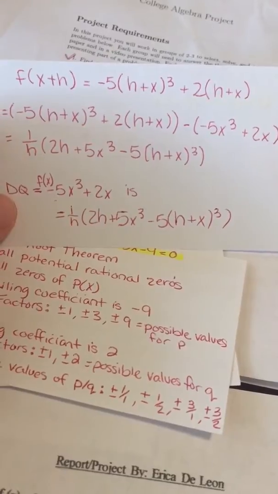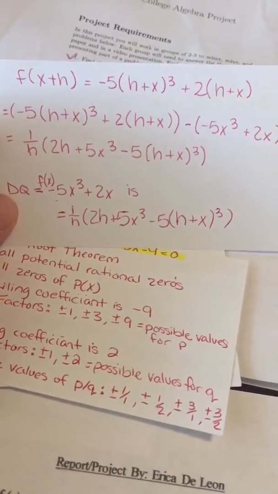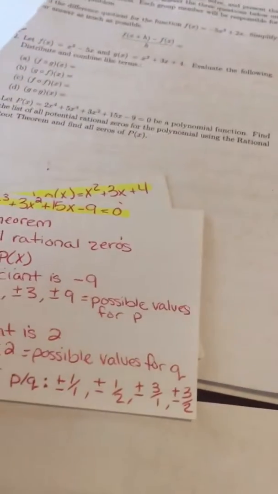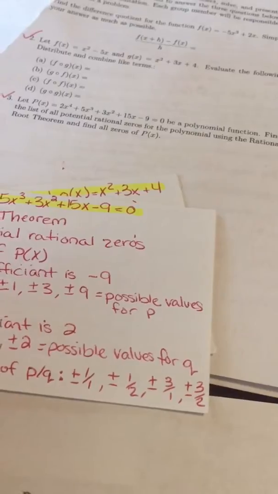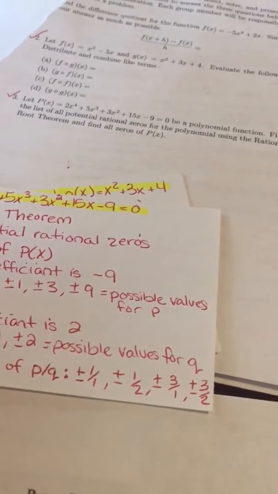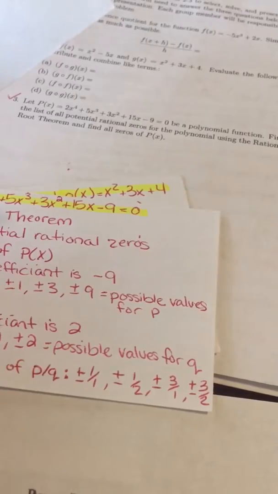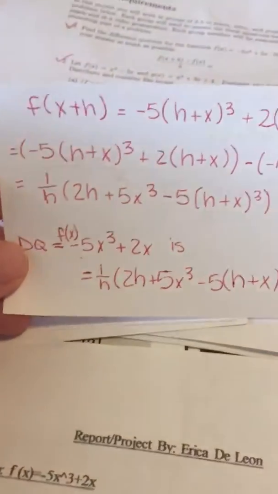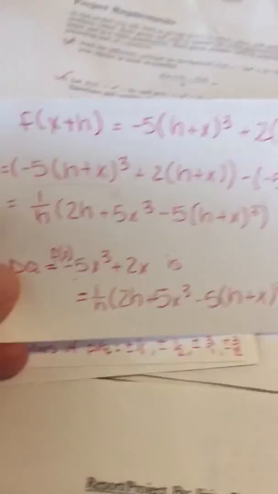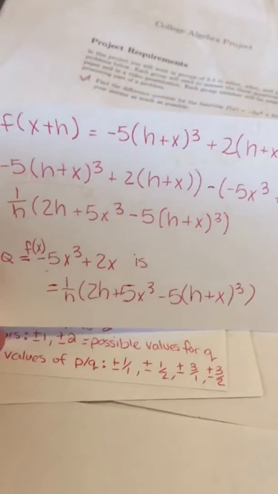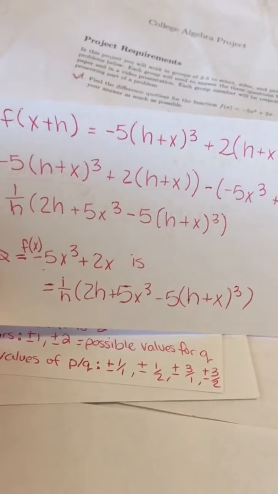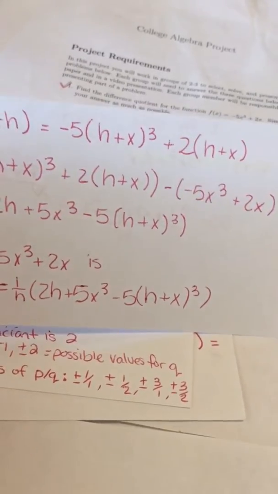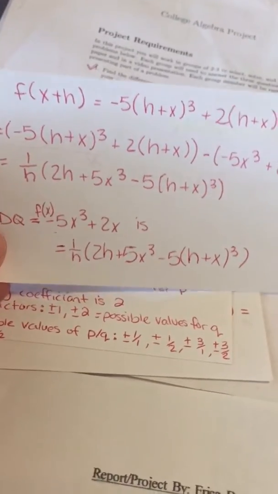Wherever you have an x, so it's f(x plus h). It's gonna be negative 5 parentheses h plus x to the third. And then you're gonna plus 2 and then h plus x in parentheses again.